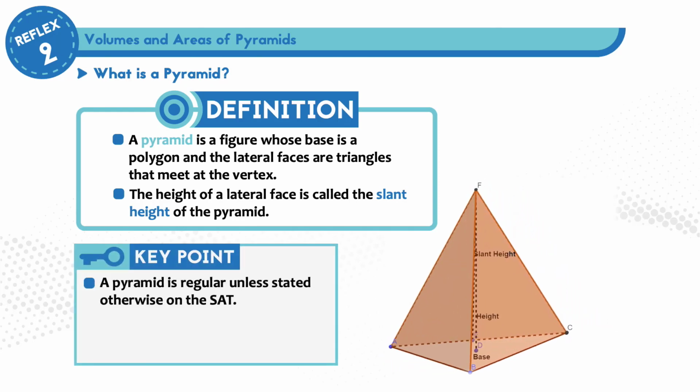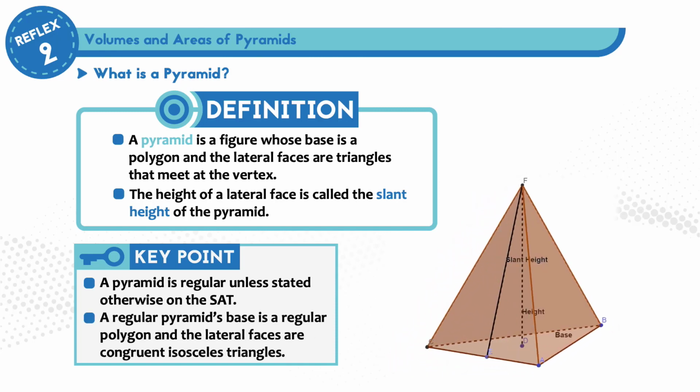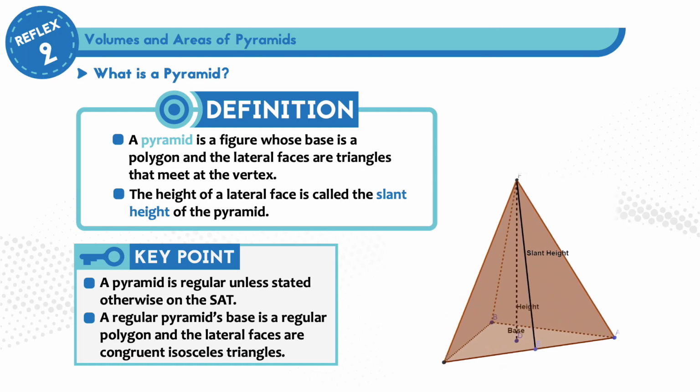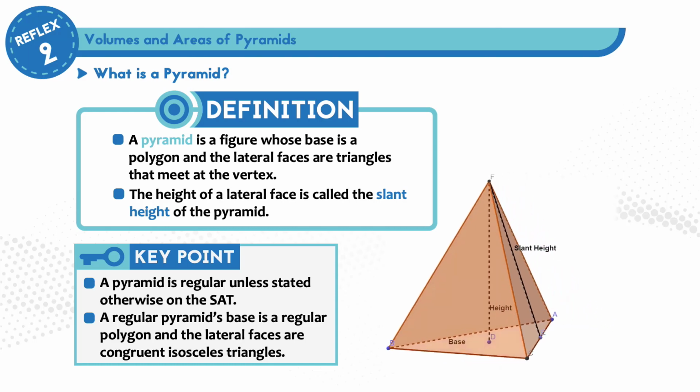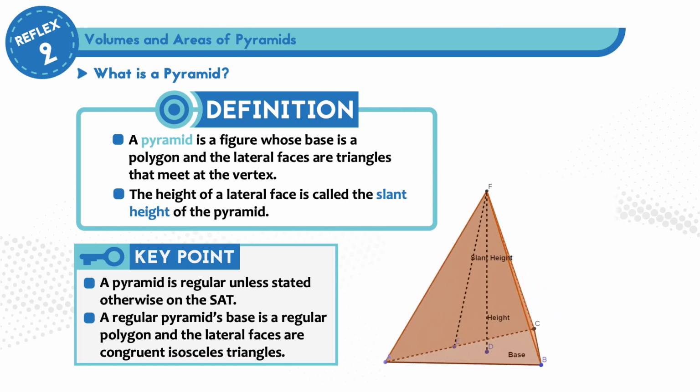Number 1, a pyramid is regular unless stated otherwise on the SAT, and a regular pyramid's base is a regular polygon. And the lateral faces are congruent isosceles triangles, as shown in our cool rotating picture on the right side here.